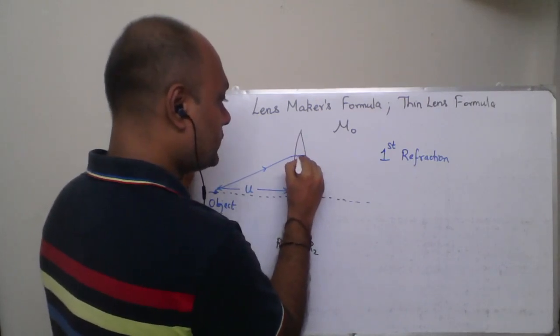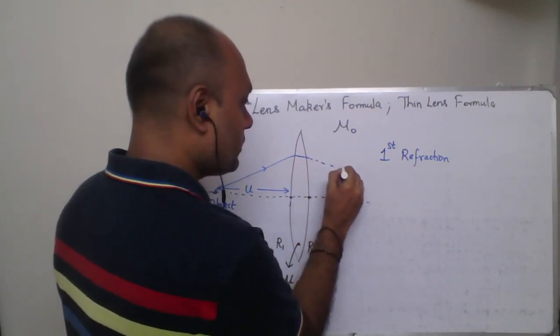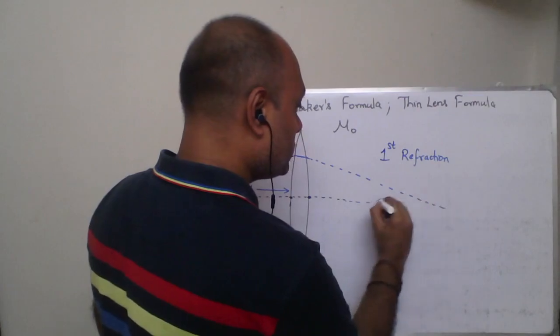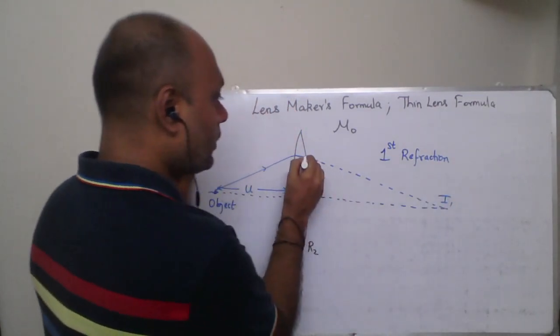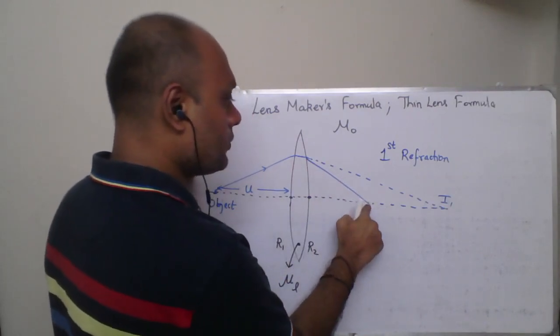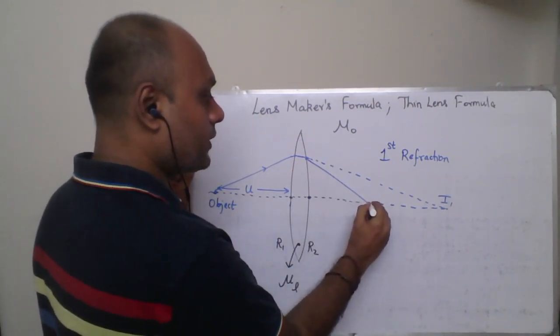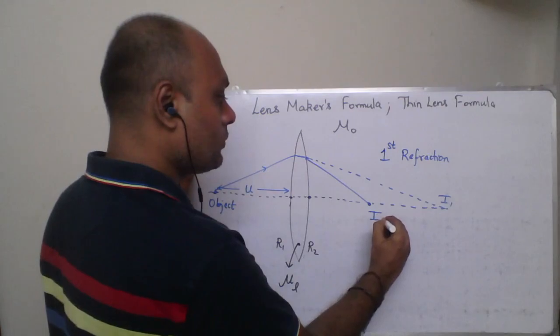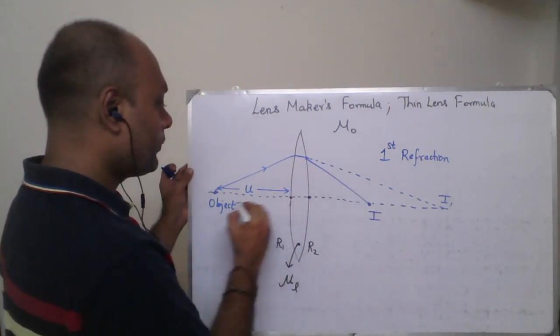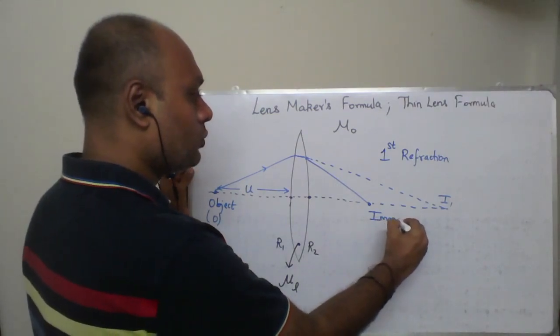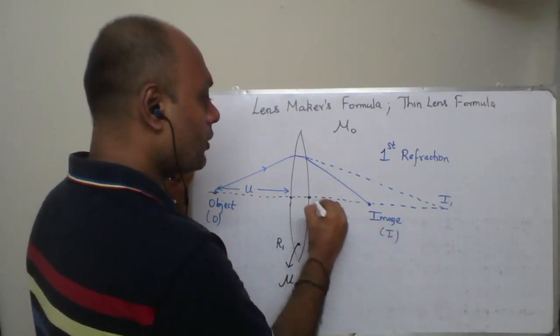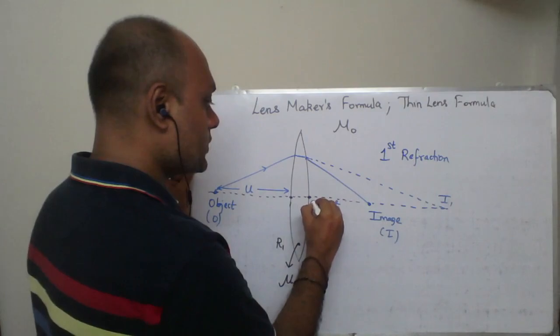So for the first refraction, let me just extend that. The first image should have formed over here. That is the image I1. Again a refraction happens. So after the second refraction, the image formation takes place over here. So that is the final image. So the object is O, the image is I, the final image after two refractions. And the distance here is V.